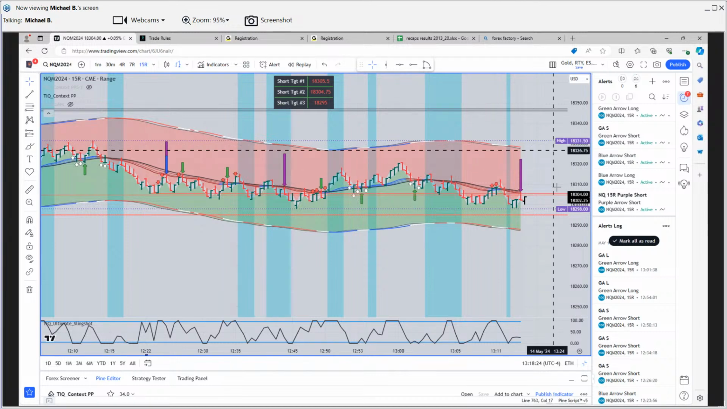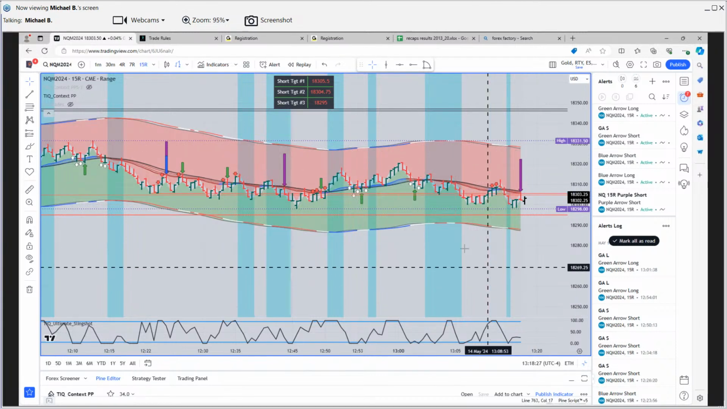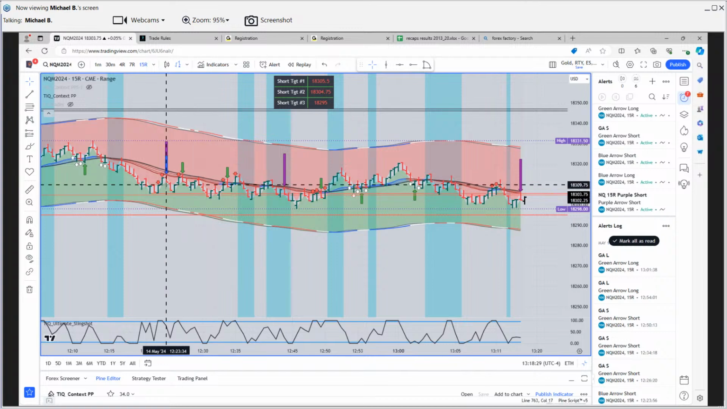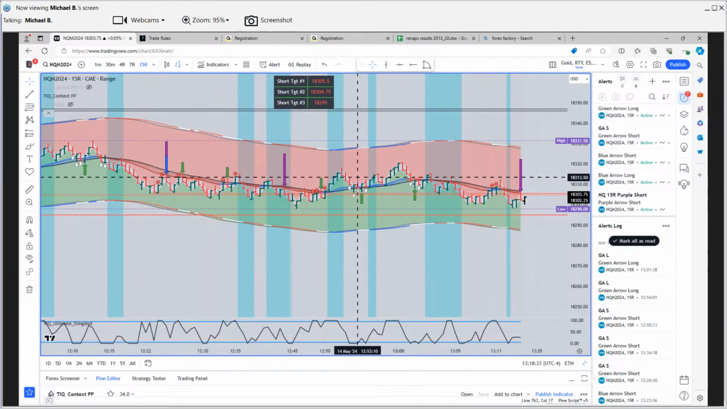Okay, so there's a chance it could happen again. It might not. You see the last three of them were all shorts. This one, and this one. Every one of them so far has done something.